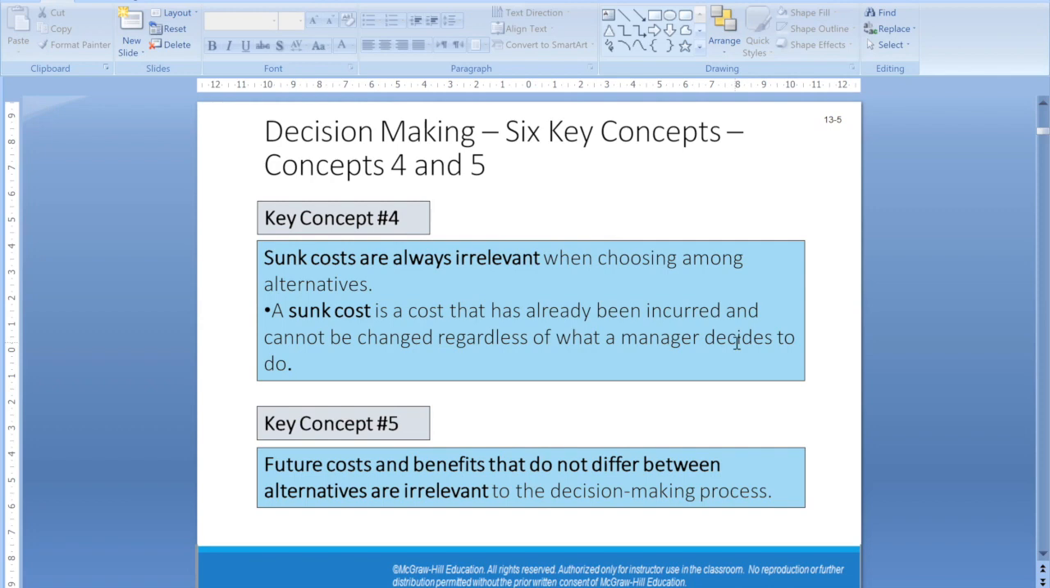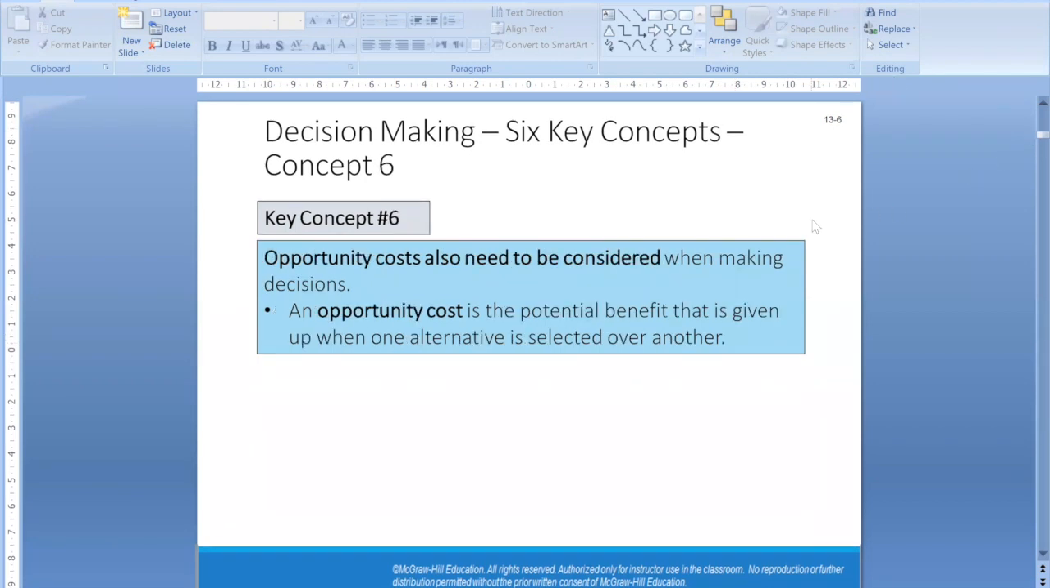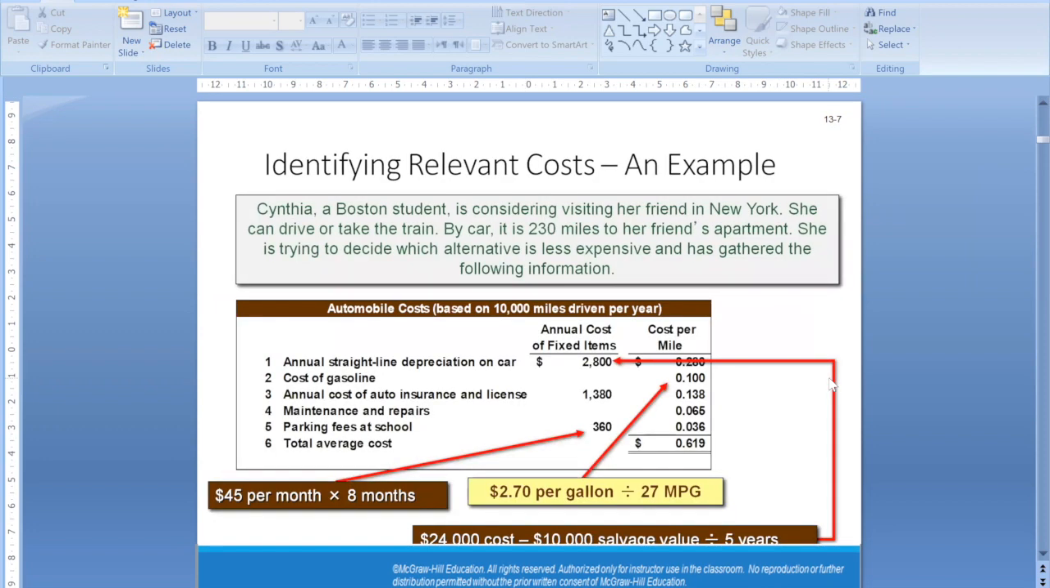So far, in objective number 1, we are talking about irrelevant and relevant costs. The last concept, which is called the opportunity cost, also needs to be considered when making our decision. An opportunity cost is the potential benefit that is given up when one alternative is chosen over another. So if you choose your current choice, it means I forfeit, I give up another alternative. So this is called the opportunity cost.